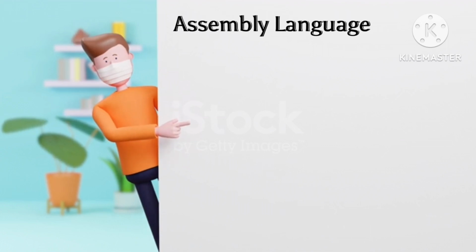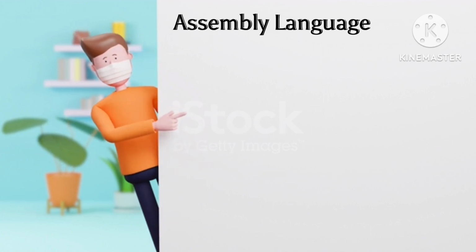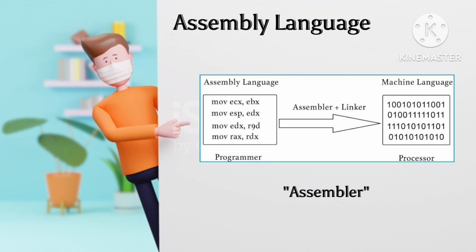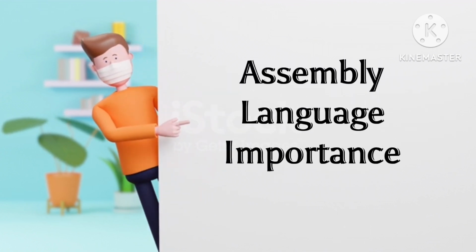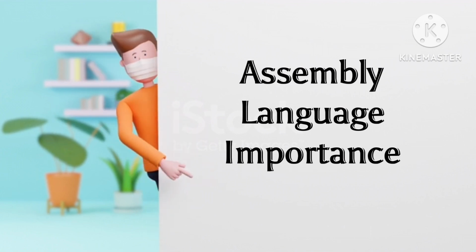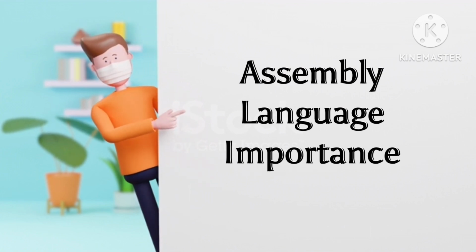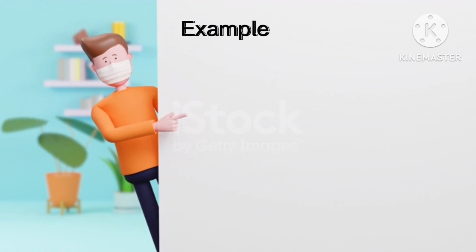The computer doesn't understand the assembly code. It needs to be converted to machine code, which the computer will understand. It needs an assembler, which translates assembly code into machine code for the computer to understand. It is important in a way that it makes programs much easier to understand through instructions and statements that are converted to machine code. These are the examples.